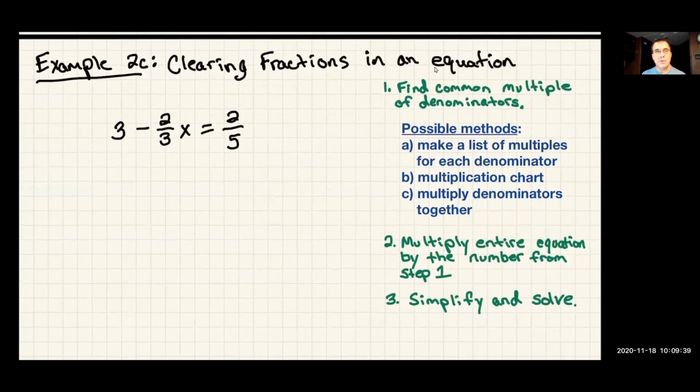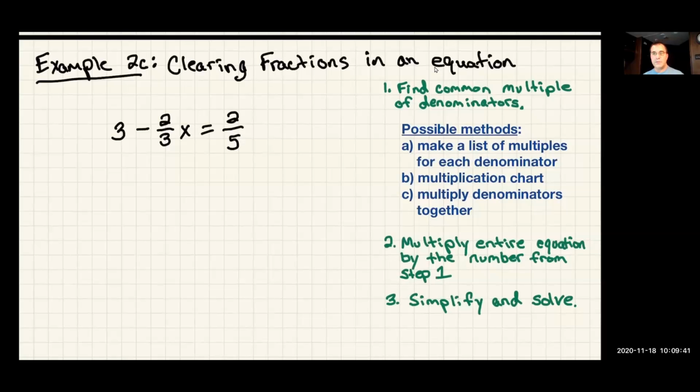Example 2C. Again, we're clearing fractions, just another example of that. And so this time, I can once again find the common multiple of those denominators. The two denominators are a 3 and a 5. I've got these possible methods. I really like the multiplication chart option.